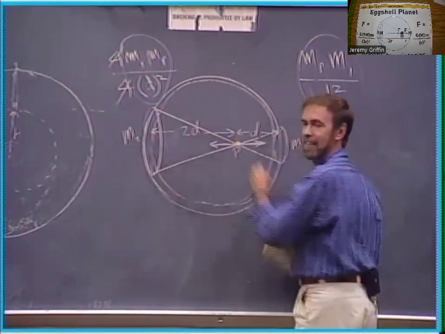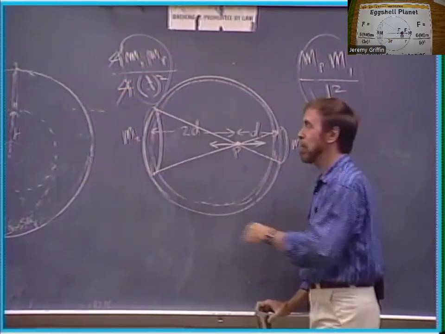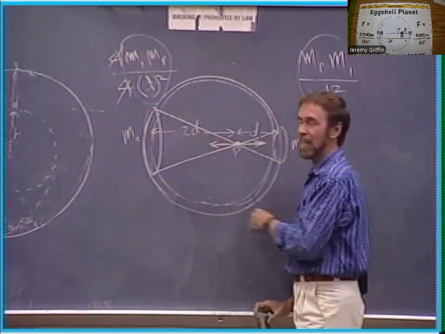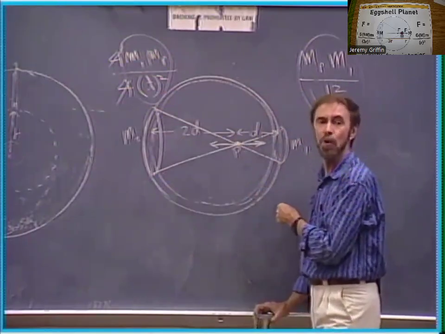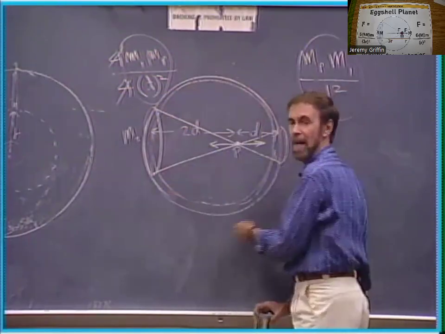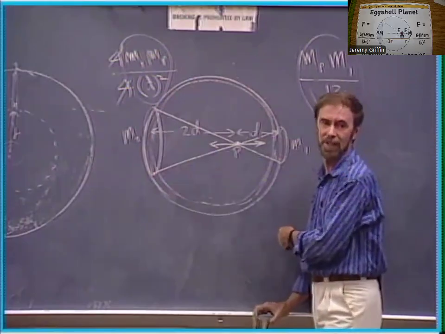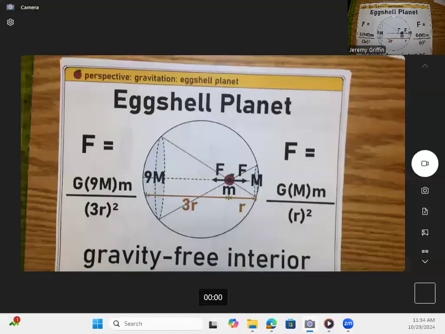Anywhere inside there, there'll be no gravity. There'll be no field region. Inside a shell like that, there'd be a gravity-free region. There'd be no gravitational field due to this mass. It would cancel out everywhere. Yeah, that is pretty cool, isn't it?